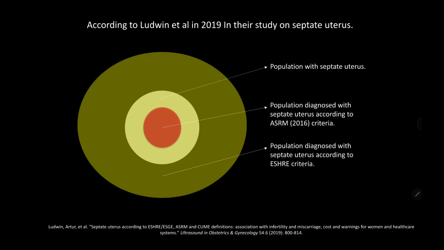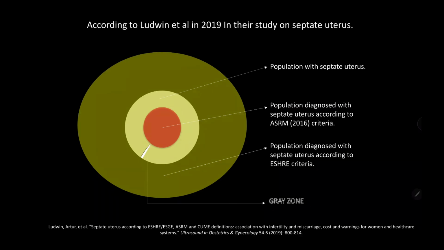So we can clearly see that there is gross underdiagnosis if we use the ASRM 2016 criteria. However, there is gross overdiagnosis if we use the ESHRE criteria for diagnosis of septate uterus. So in general, there is a lot of gray zone present.